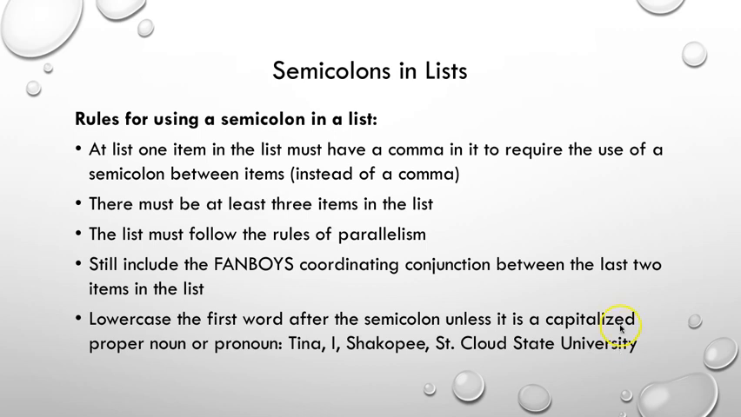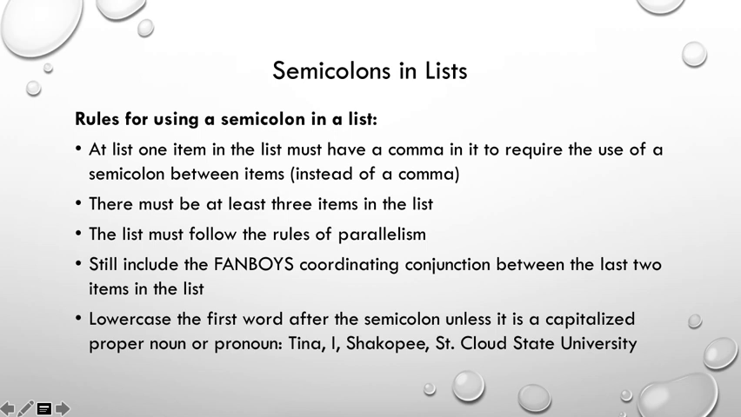Semicolon in the list. At least one item in the list must already have a comma in it for you to be required to use a semicolon instead of using commas to separate items in the list. There must be at least 3 items in the list, right? Which is like the criteria to make a list. If there's 2 or fewer and you're not using commas to separate items anyway, then you don't need to use commas or semicolons. The list must follow the rules of parallelism, like all lists do, so they need to have the same grammatical structure.